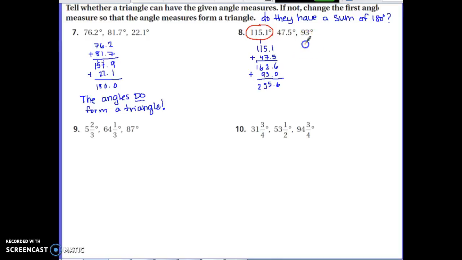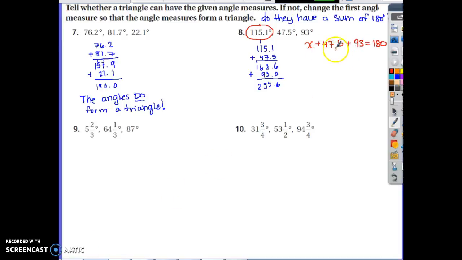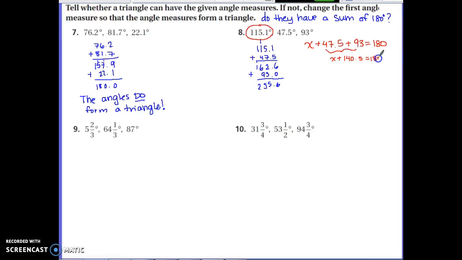So I am going to go ahead and call that x. I don't know what it needs to be, but I do know that when I add it to the other two, I need to find a total sum of 180 degrees. So I'll write this equation and then go ahead and figure out what x needs to be. When I combine like terms, I get 140.5. So now my new equation is x plus 140.5 is equal to 180 degrees. And now I solve by subtracting that 140.5 from both sides of my equation.